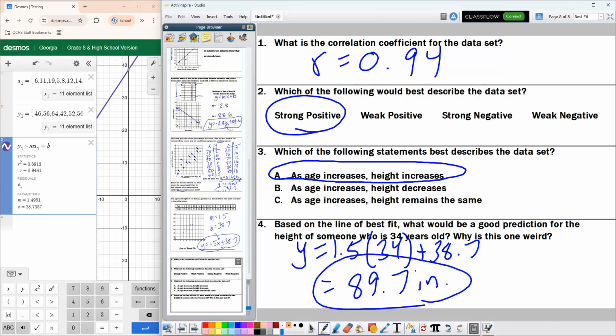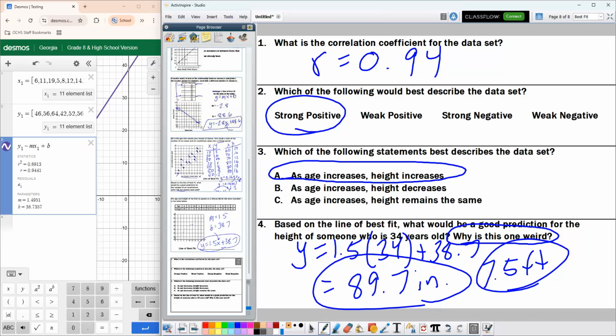And we got our answer. We're feeling great about it until we read that next question that says, why is this one weird? Well, I got the right answer. I did everything my teacher said to do. I don't know why it's weird. Well, 89.7 inches is equal to about 7.5 feet tall. So, why is this one weird?